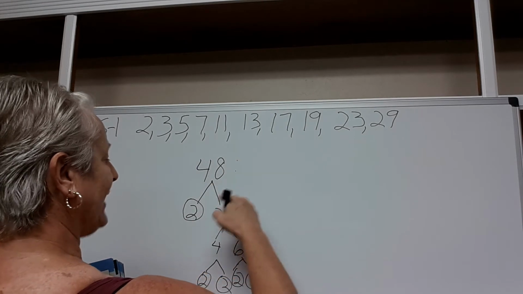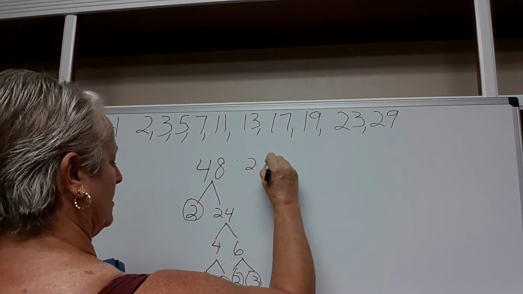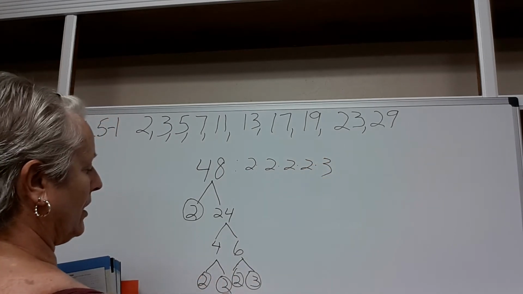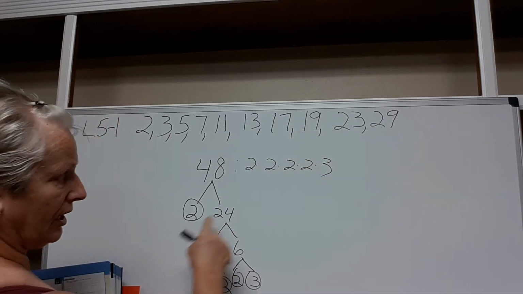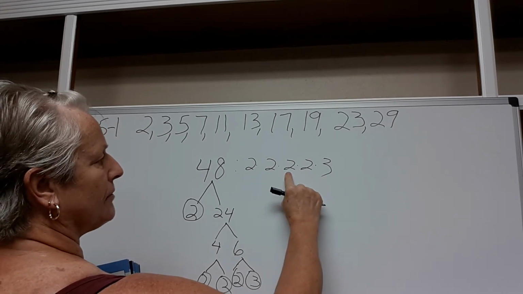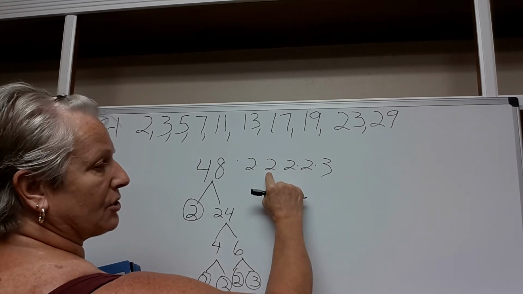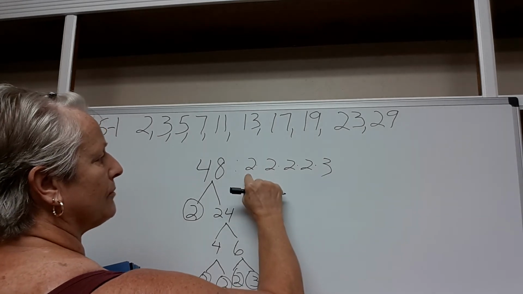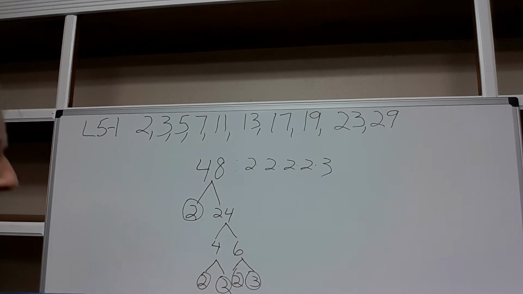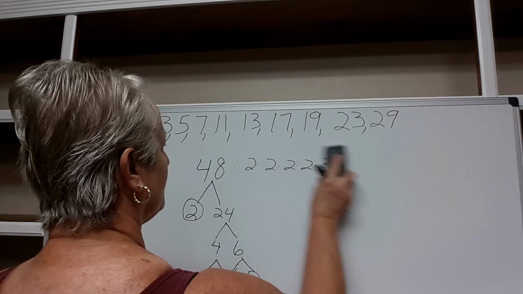So for factoring, we have 1, 2, 3, 4 2s, and then a 3. 3 times 2 is 6. 6 times 2 is 12. 12 times 2 is 24. 24 times 2 is 48. Multiply it back to make sure you get the same number. Okay, let's do this a little bit different.